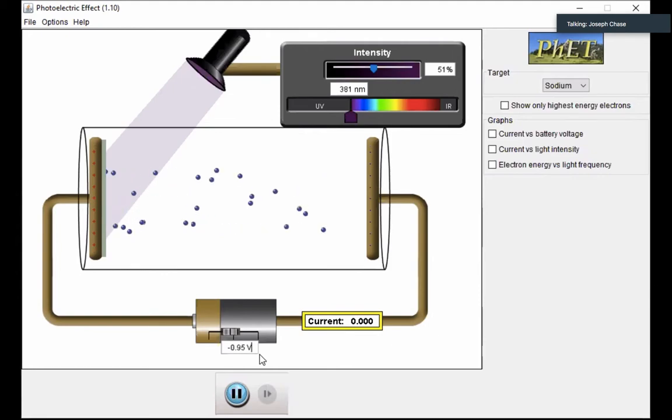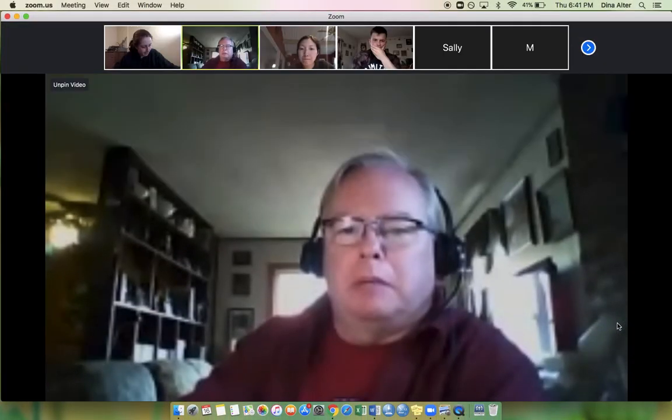So negative 0.95 volts. We call this the stopping voltage. So 381 nanometers is stopped by a voltage of 0.95. So that means that that's the maximum kinetic energy. So I'm going to stop sharing. I'm going to go back to my web.